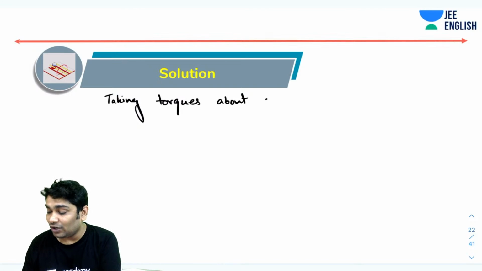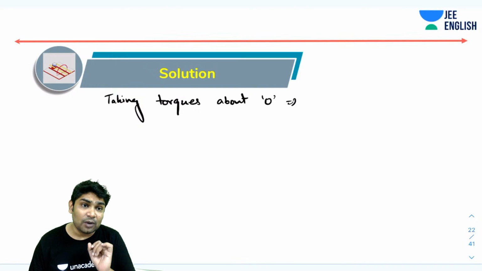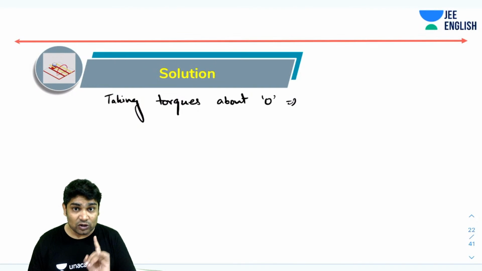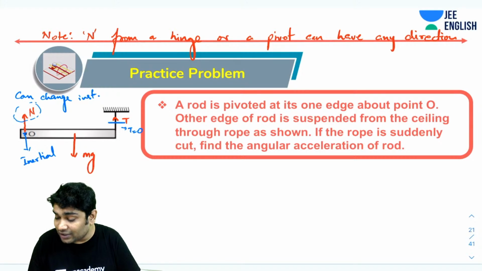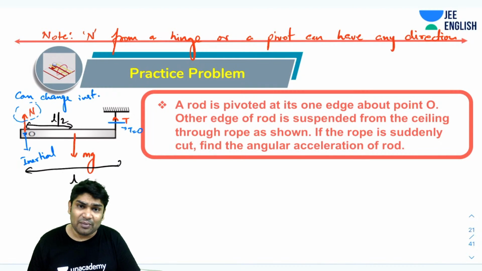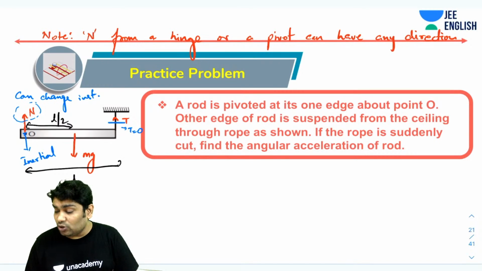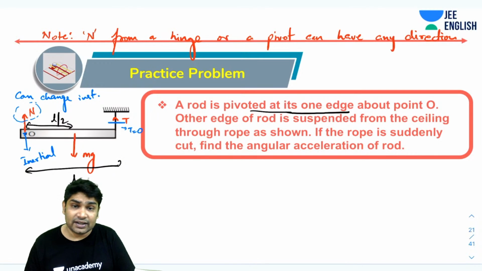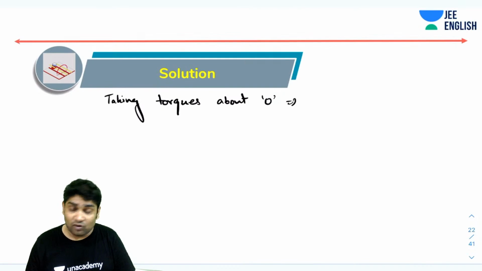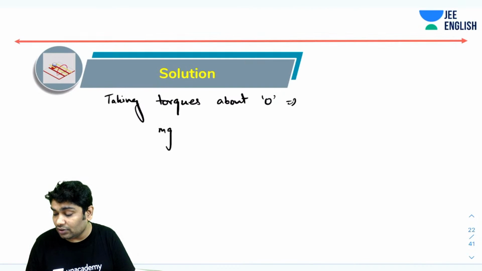Taking torques about O, what I will realize is that the only force providing torque about O... whenever any force passes through a point, the torque of that force about that point is zero. I hope you remember that. Always remember that. So taking torques about O, only torque is being provided by mg, and this is roughly L by 2, where L is the total length, I'm assuming. I'm assuming that this is almost at the end because it has been pivoted at one edge. So the only torque provided would be by mg, and that would be mg into L by 2.